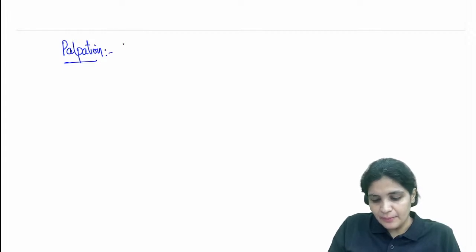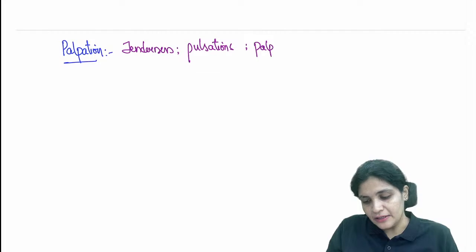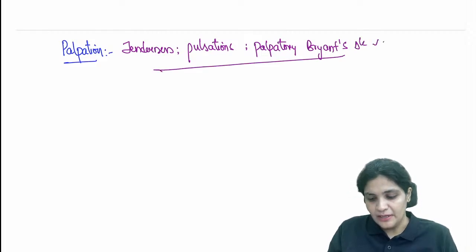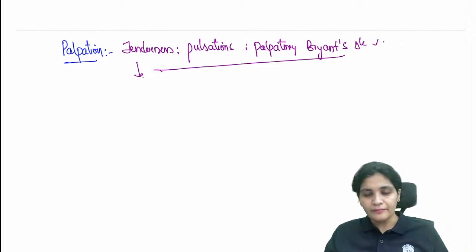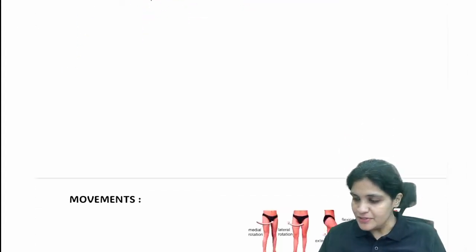we have completed that we are going to look for the tenderness, then pulsations, then palpatory Bryant's triangle. Right? So these are the things you have to document in case of your palpation, right? And then comes the movement.